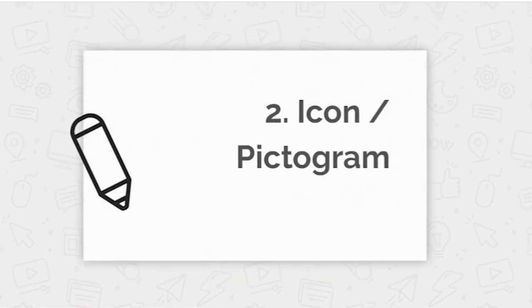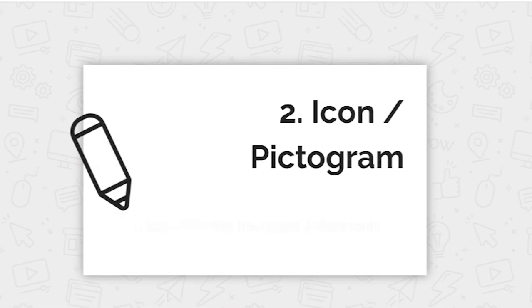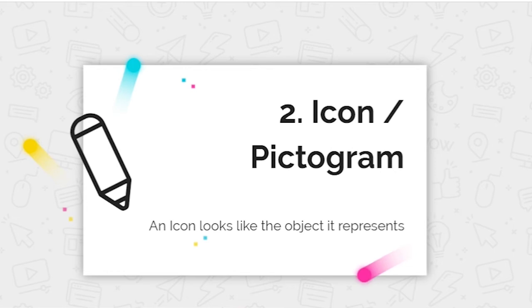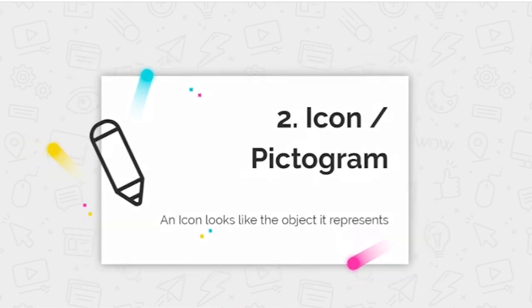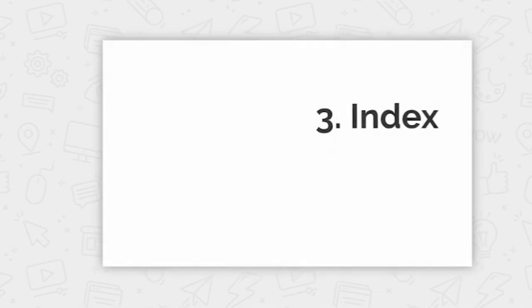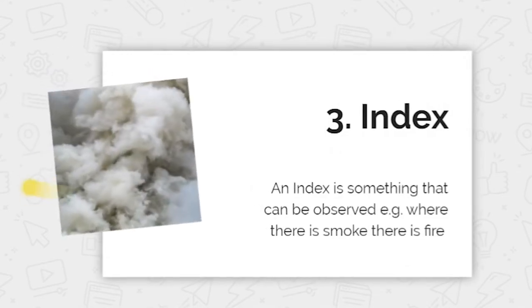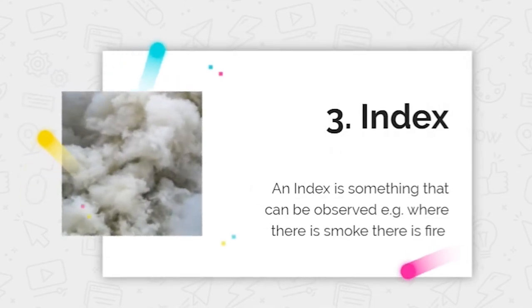A pictogram or icon stands for an object by resemblance. A pictogram is an ideogram that conveys its meaning through its pictorial resemblance of a physical object. An index is something that can be observed. It is something like where there is smoke, there is fire.